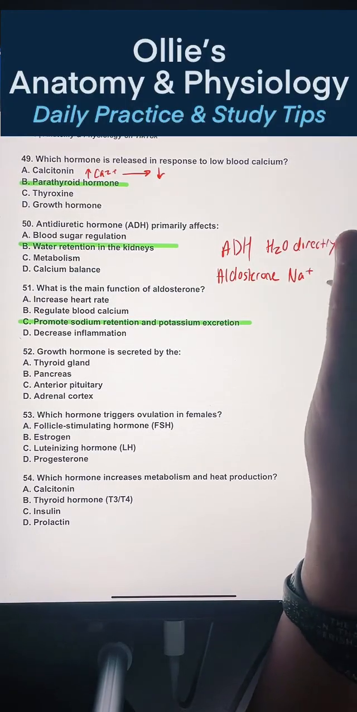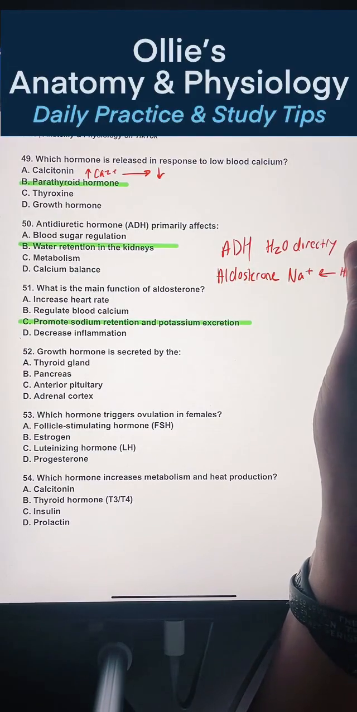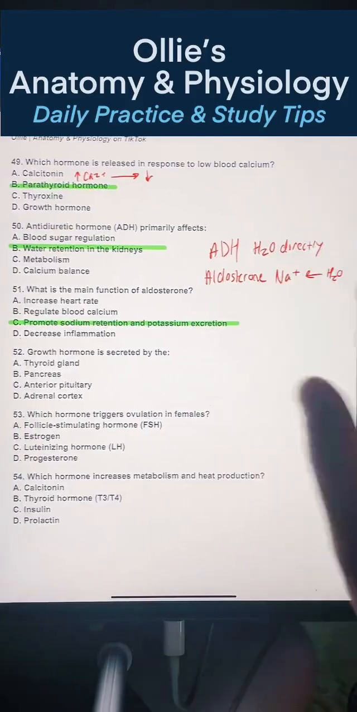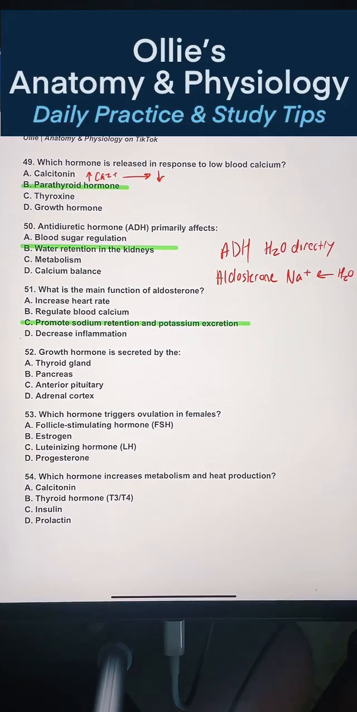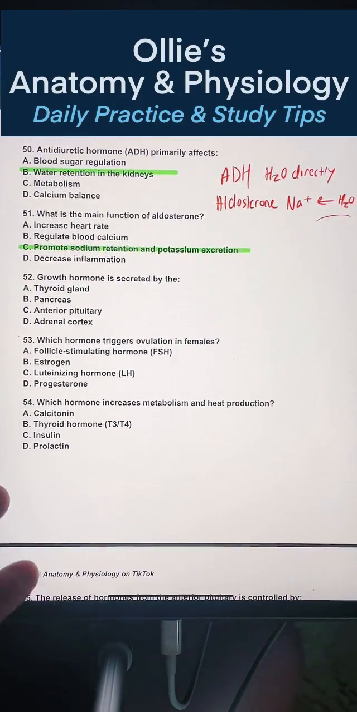Aldosterone is going to retain sodium, and then water follows sodium. So it's going to retain water indirectly. At the same time, it's promoting potassium excretion as well, which is going to help retain sodium. So remember, ADH retains water directly. Aldosterone retains water indirectly, but it's directly with sodium. Water follows sodium. That's their balance there. So hopefully that cleared that up a little bit and maybe helps you remember the difference.